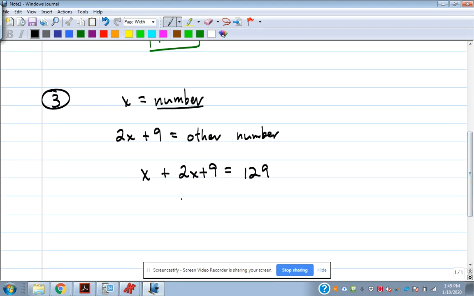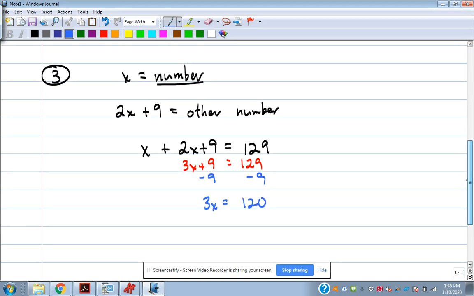So you could subtract 9. I'm going to go ahead and combine our like terms together, and then I'll subtract the 9. It doesn't matter which order you do that. So that'd be 120. And divide by 3. So x is 40. That's one of the numbers.